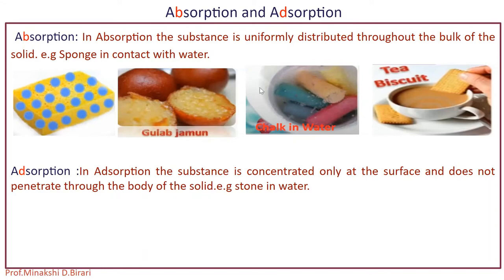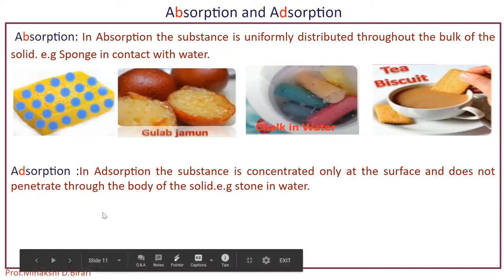So these are a few examples. By using them, we can guess what absorption is. In each case, the liquid is absorbed and penetrates into the absorbent. So in absorption, the substance is uniformly distributed throughout the bulk of the solid. Another one, adsorption. So what are the examples of adsorption?